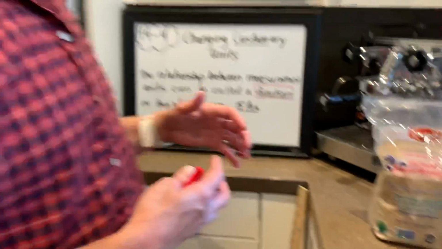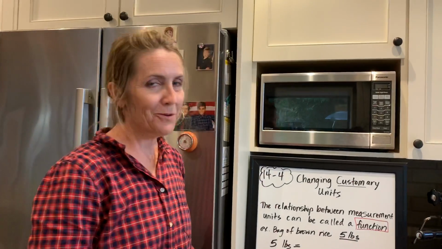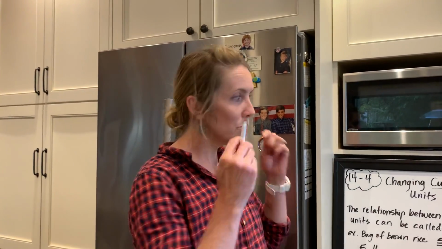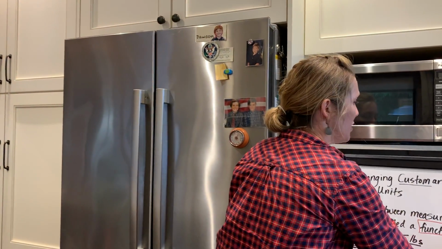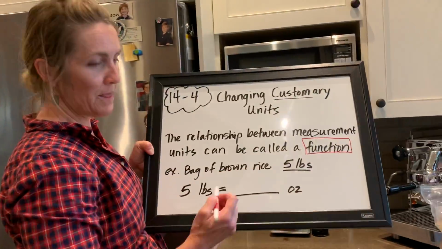You have to have things in the customary system memorized, as I mentioned to you. It just comes in really handy, especially when you're cooking. So how many ounces are in a pound? That's what you really need to answer first. And our function will be right here. We have to figure out the conversion.